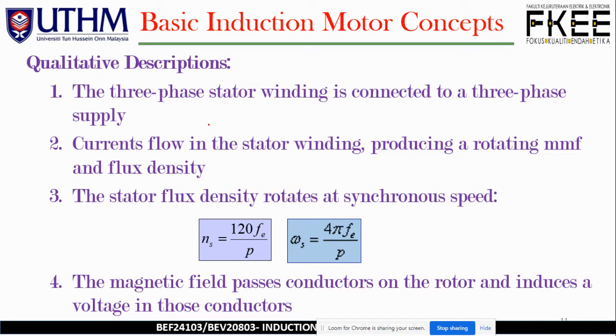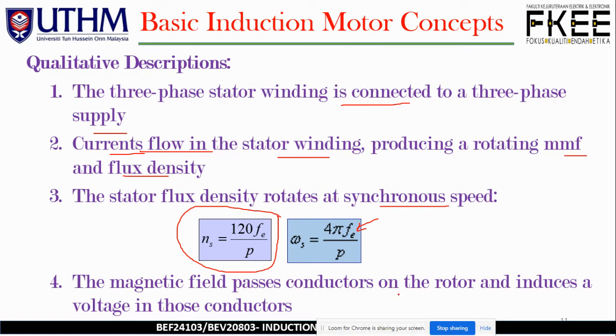Some qualitative descriptions: the three-phase stator winding is connected to a three-phase supply. This is what I explained in the previous slide, and we try to come up with this description in more detail. Current flows in the stator winding, producing a rotating magnetomotive force and flux density. This is the reaction after we have the three-phase supply and current in the stator winding, and the stator flux rotates at synchronous speed. The relationship is n sync equals 120 times Fe over P, where P is the number of poles, and the unit is RPM, revolutions per minute. If you want to convert to radians per second, we have this equation: omega S equals 4 pi Fe over P.